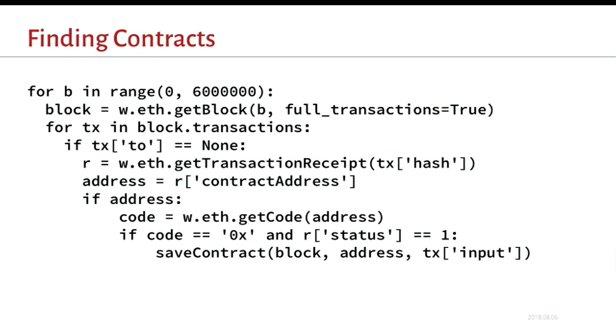Then we can go and check the code. If the code is empty, then it's likely that it might have been self-destructed. There's a few other conditions that I'll talk about later. The other thing we can check for is this status field being equal to 1. This is only available after block 4,370,000 for the post-Byzantine fork, I believe. And this is a much better filter versus an error in creation.